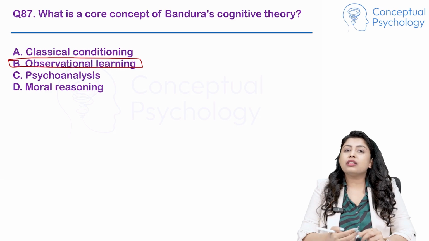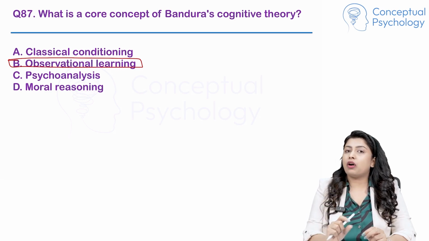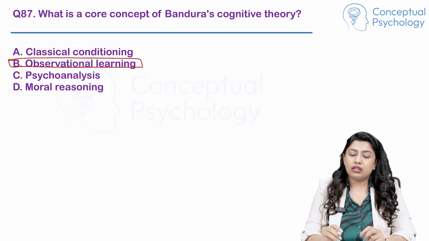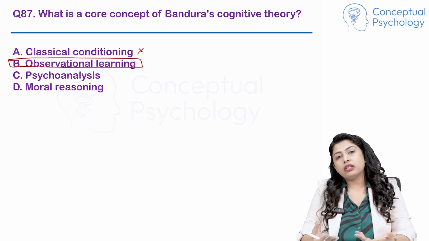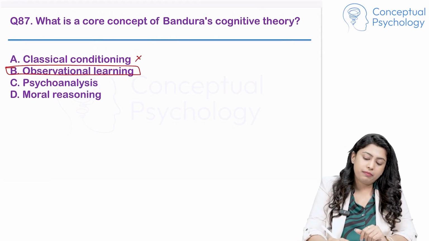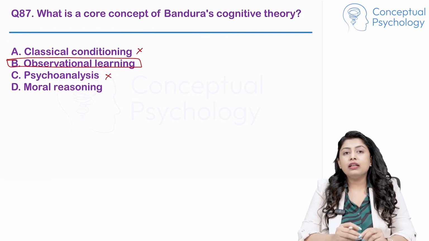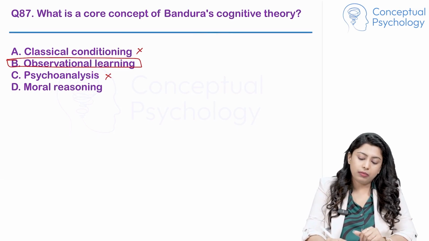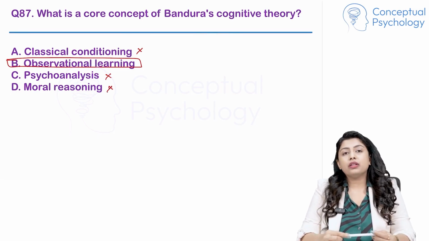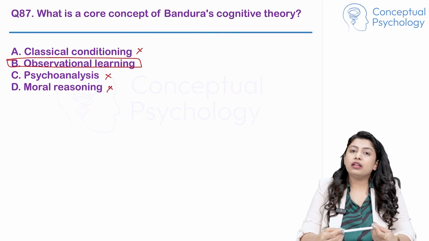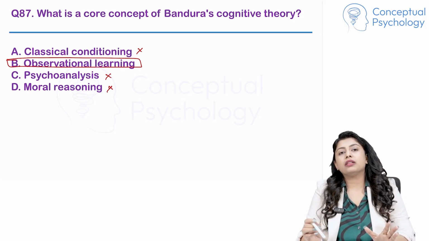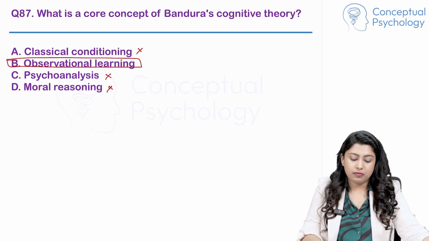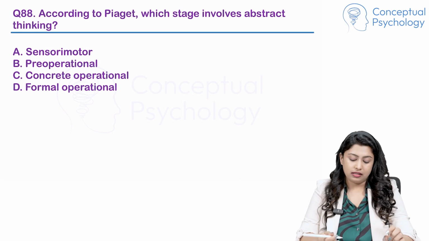So, classical conditioning is Pavlov's concept, not primarily associated with Bandura. Psychoanalysis is Freud's approach, not related to Bandura. Moral reasoning is more associated with Kohlberg's work. Okay, so Bandura's observational learning demonstrates that people can learn complex behaviors by watching others without direct personal experience or reinforcement. Hence, B is the correct answer.